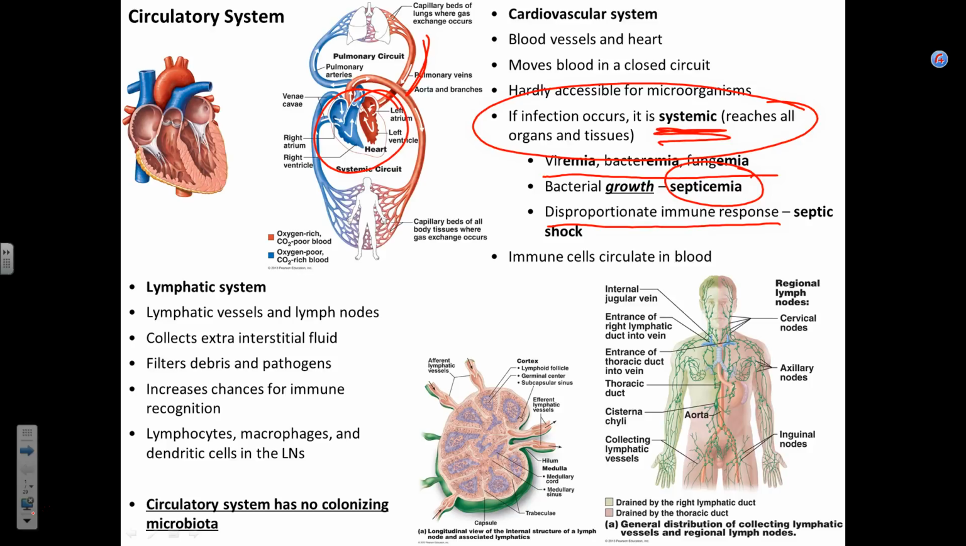Septic shock means that the amount of inflammatory proteins, inflammatory cytokines that are produced as the result of bacterial replication in the blood is so big that it causes the vasodilation, hemorrhage, coagulation, DIC, disseminated intravascular coagulation, a lot of bad things going on.